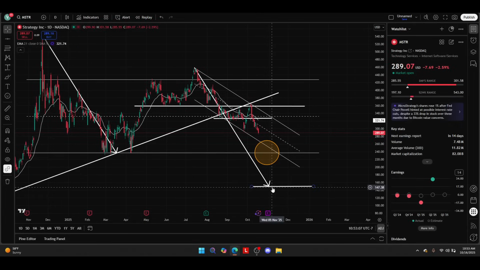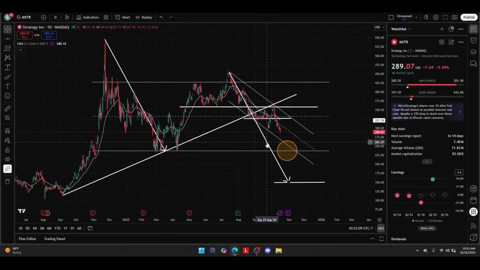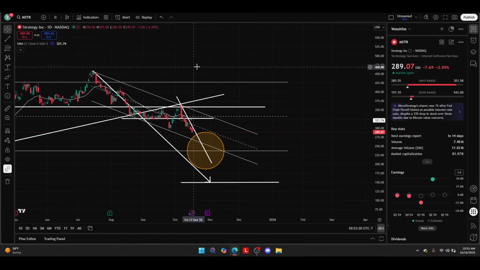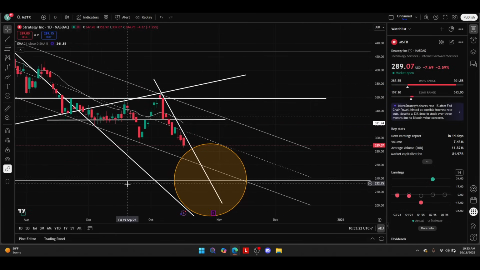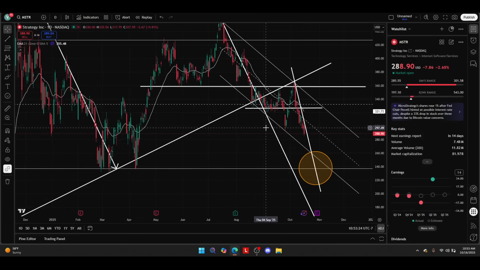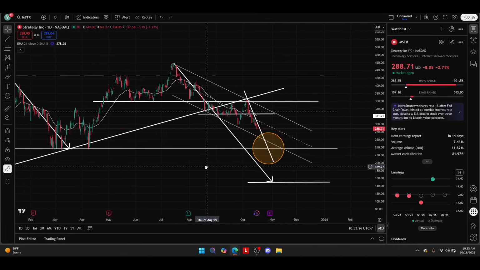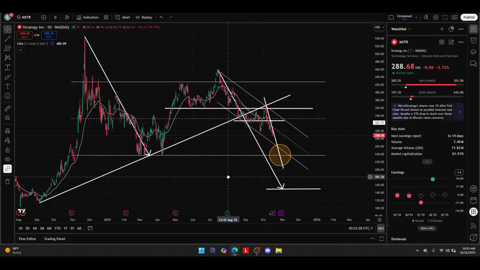Measure move target is right around 150. So I measured this leg right here. You bring it over. That's right around 150. Has not changed. It has not been invalidated. So as of right now, we have this short-term bearish trend line in play. As you can see here, you can draw a short-term bearish trend line for this current price action. Made a new low. Still very bearish.